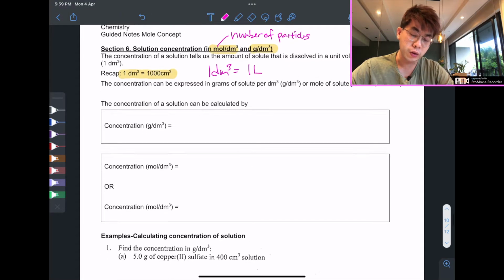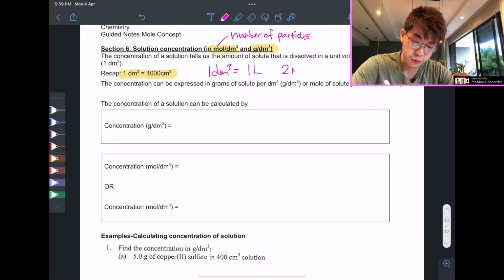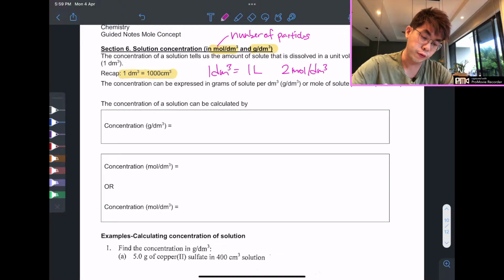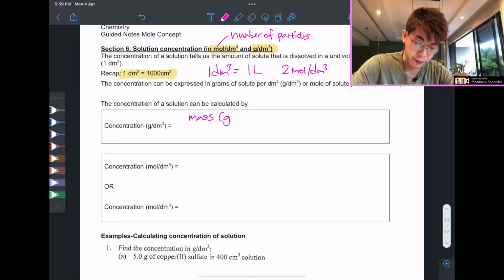So what does concentration mean? If, for example, I have 2 moles per dm cube, that means in 1 dm cube of solution, or 1 liter of solution, I have 2 moles of substance. That's what it means. So if the concentration is in grams per dm cube, the formula is the mass in grams divided by the volume in dm cube.